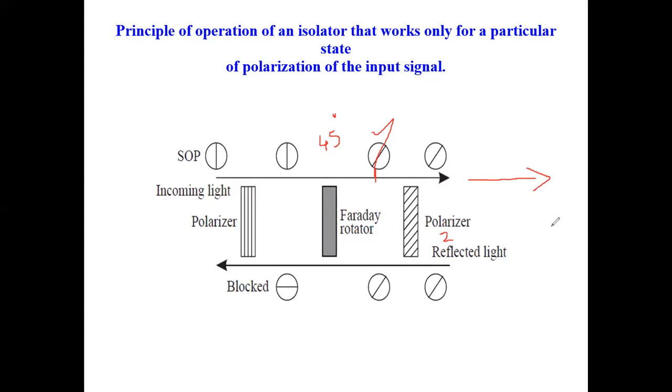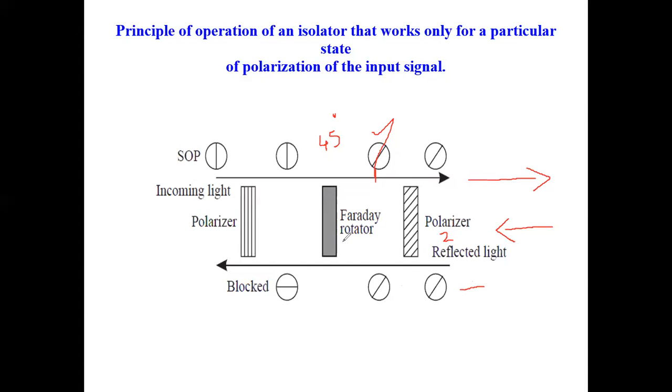Now suppose there is some light which is backscattered and is entering the isolator. This is the backscattered light, and this is the direct light signal which is passing through. The backscattered light comes from reflections from some point in the fiber chain. Suppose this reflected light comes like this, the 45-degree polarized light came here. The first polarizer will allow this 45-degree inclined light to pass through itself. Now it has entered the isolator block. So this light enters and passes through the first polarizer.